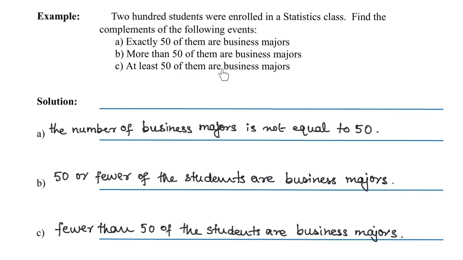At least 50 of them are business majors. So the complement is fewer than 50 of the students are business majors. That will be the complement.